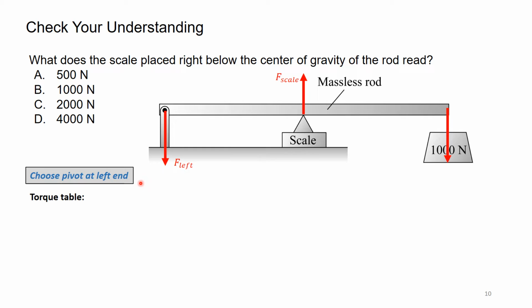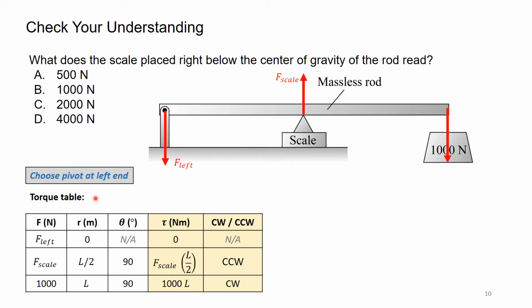All right, then what? Then we construct something called a torque table. Okay, and what's a torque table? It's this. You have 5 columns. So the first 3 columns are the force, the R value, and the theta. And you have to list down each force in the system. And then you have 2 other columns for calculating. So in the 4th column, you calculate the torque, the magnitude of the torque, using the equation for torque. So that's F times R times sine theta.